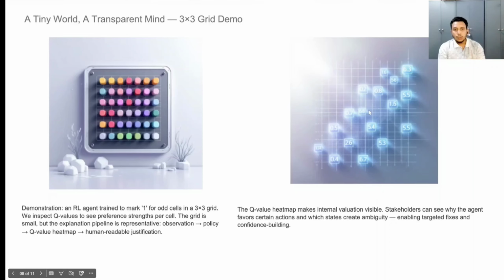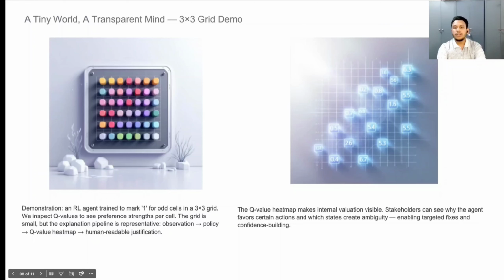We analyze Q values, which represent how good each action is. Using a heat map, we can visualize the agent's preferences. This helps us understand why certain actions are chosen and where uncertainty exists. Even though it's a small example, the concept scales to complex systems.